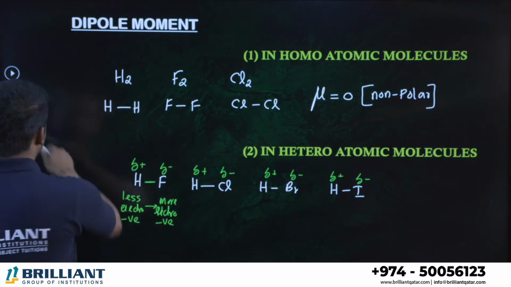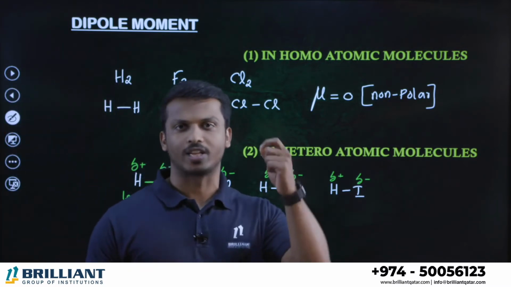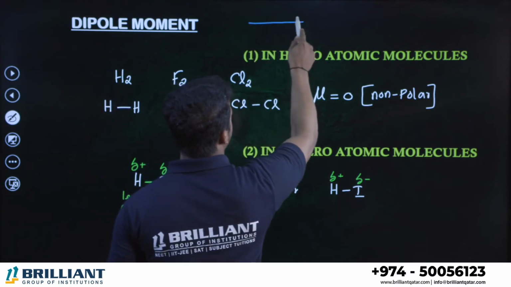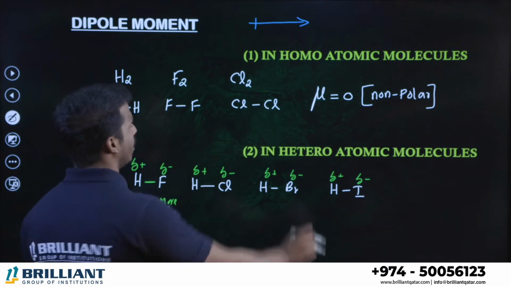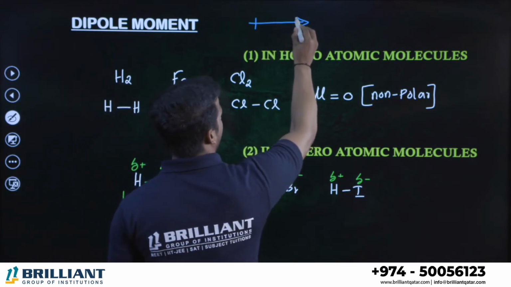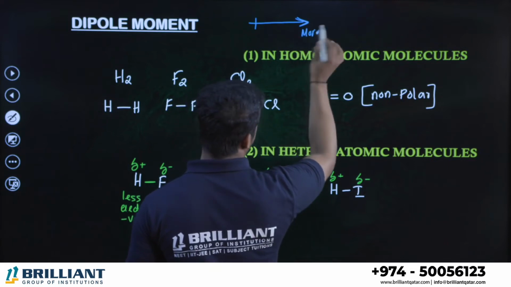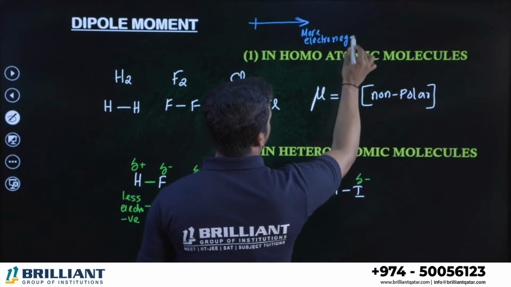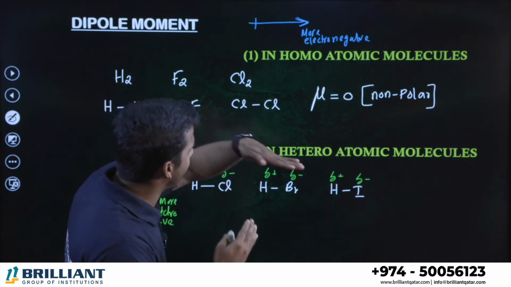Now, in another system, we use an arrow representation for expressing dipole moment. The arrow is like this. We will represent it like this. What does this arrow represent? The side where the arrow is projected, that element should be the more electronegative element. More electronegative element on the arrow side, towards the arrow.